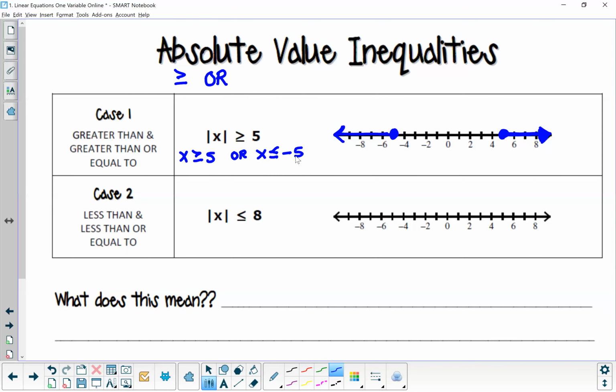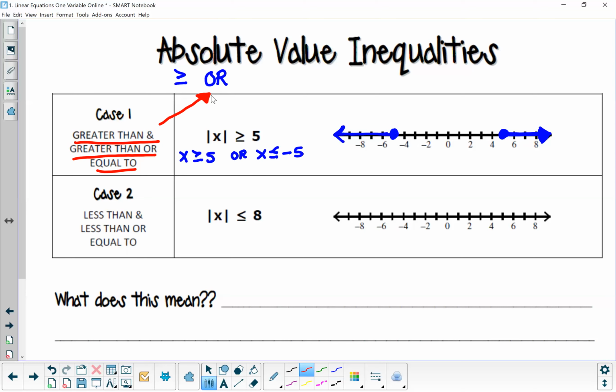So when we look at our graph, x is greater than or equal to 5. That's the right side of our graph. Or x is less than or equal to -5. That's the left side of our graph. So when you have greater than or equal to, remember you're separating into two statements that amount to the compound inequality or.